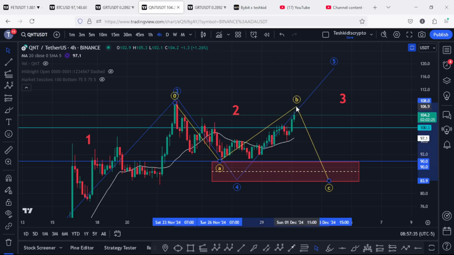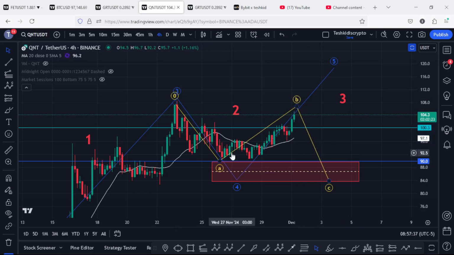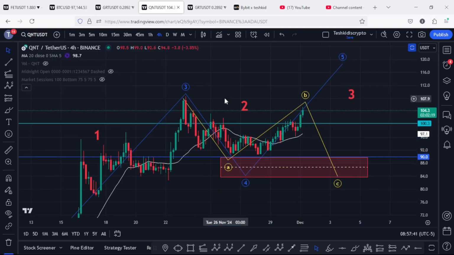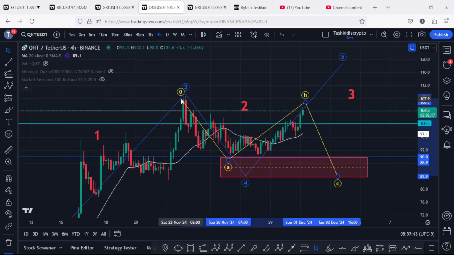So that is the price action that I'm expecting here on the QNT chart on the short term and also on the long term. And let's be patient and see how that plays out, and I will be keeping you up to date.